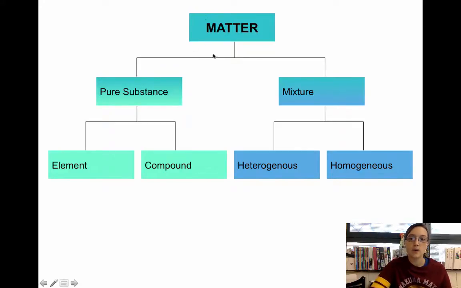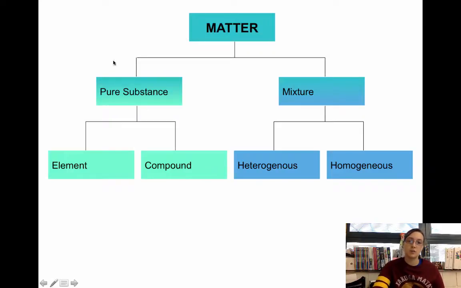So matter is all the way up here at the top. Matter is everything. Anything that has mass and takes up space is matter. Okay? Everything is matter, anything that has mass and takes up space. So everything is either an element, a compound, or a mixture.